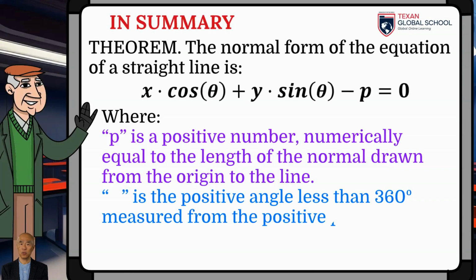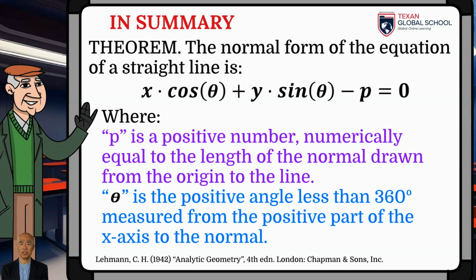In summary, the normal form of the equation of a straight line is x times cosine of theta plus y times sine of theta minus p equal to 0, where p is a positive number, numerically equal to the length of the normal drawn from the origin to the line, and theta is the positive angle less than 360 degrees, measured from the positive part of the x-axis to the normal.